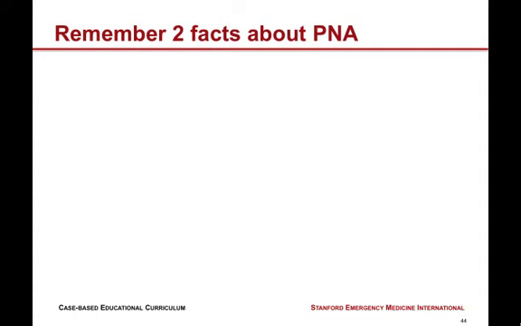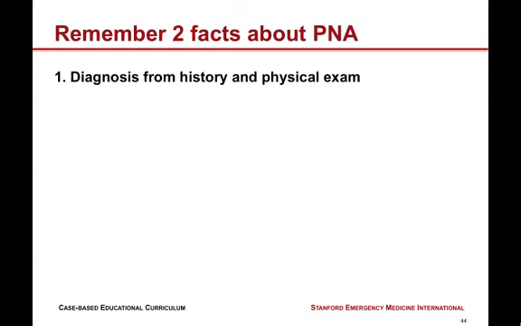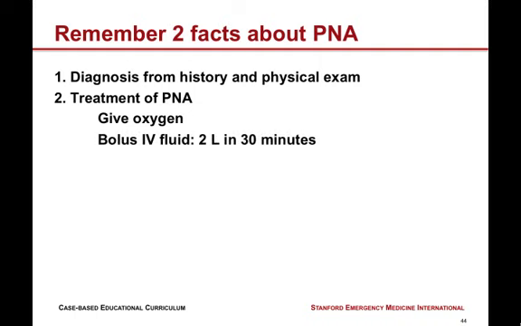So let's summarize. First, you can obtain an accurate diagnosis of pneumonia from the history and physical alone. Second, the treatment of pneumonia is 3 different interventions. First, it is important to give oxygen to all patients with pneumonia, but especially those who are hypoxic. Second, patients should receive boluses of IV fluid, 2 liters within 30 minutes, if they have a low blood pressure, if they are hypotensive, if they are in shock.